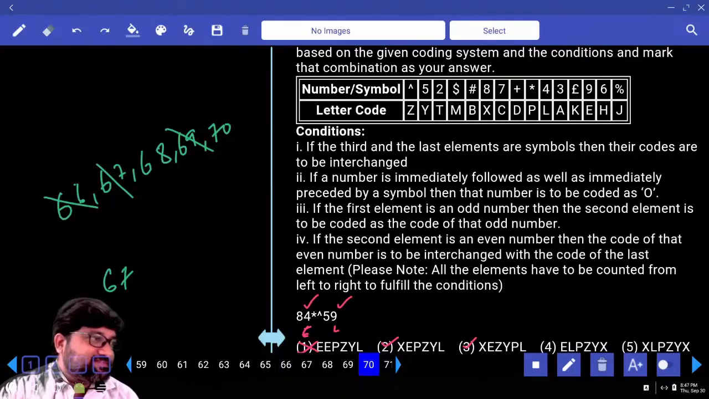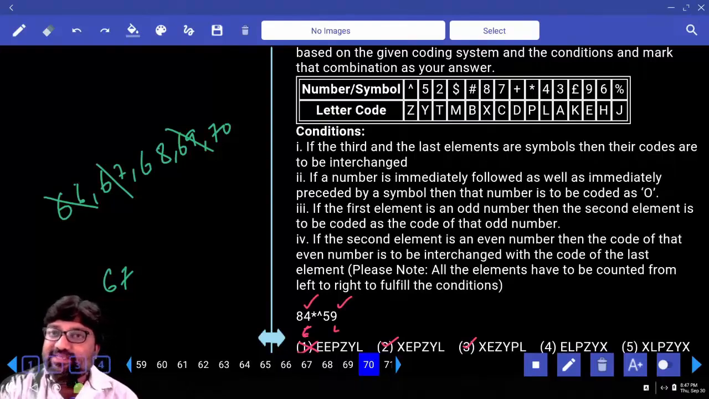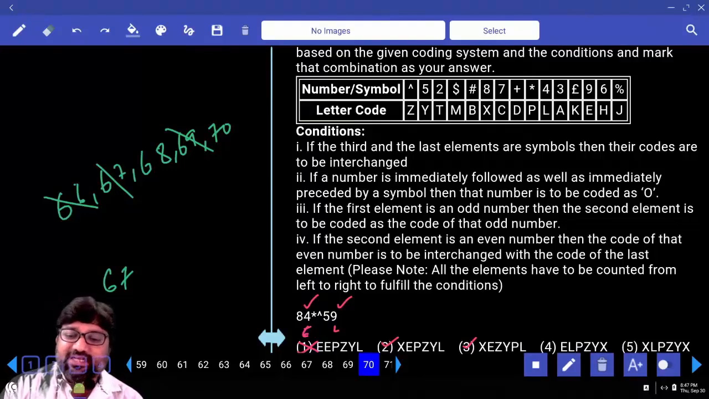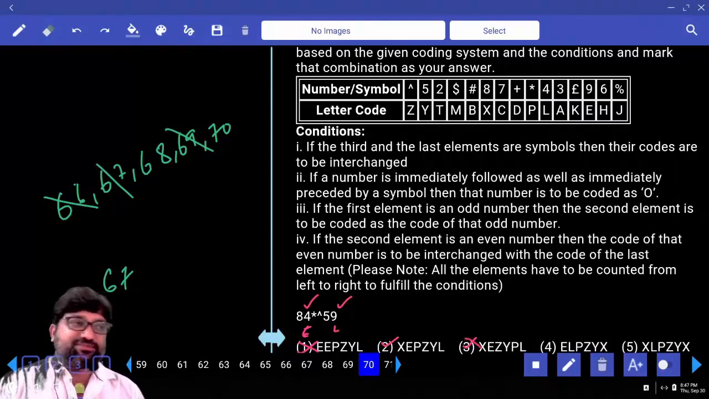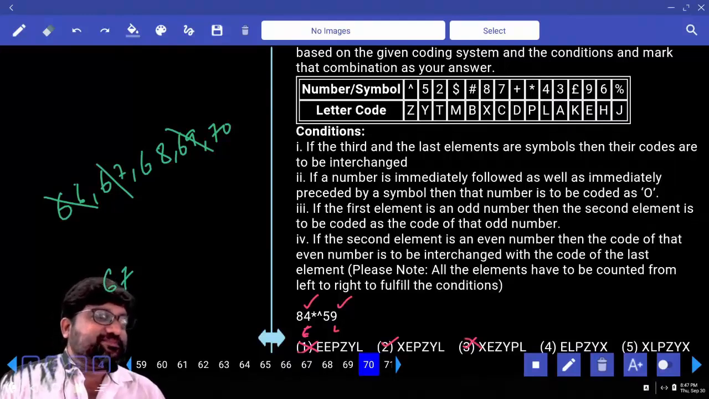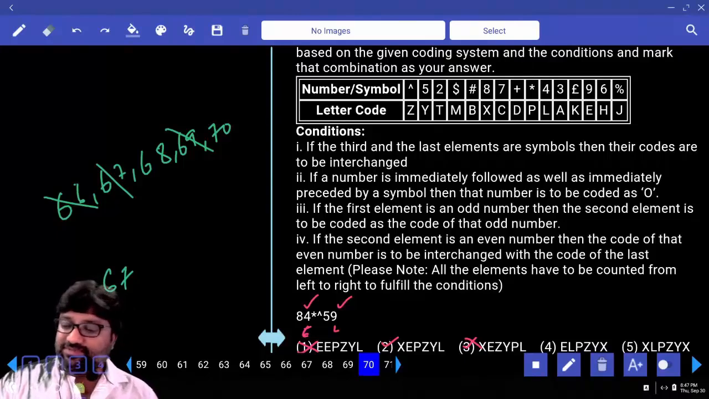Right? Now we will go for the third element. We will go for the third element. Because the E's are the same. What is the third element? Star. What is the code for star? P. So which option is my answer? Second option. Is this clear? So this is how you try to solve the questions.